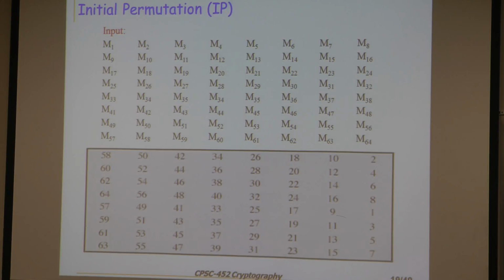What this table says is the following. The first bit of my output is equal to the 58th bit of my input. So what I will do is I'll take my original plain text, I'll find the 58th bit, and I will write it down as my first bit of the output. The second bit of the output is equal to the 50th bit of the input. So I go over here and I find the 50th bit and I write its value down as the second bit. Finally, and etc. For my third bit, my output value is equal to the value of the 42nd input bit.